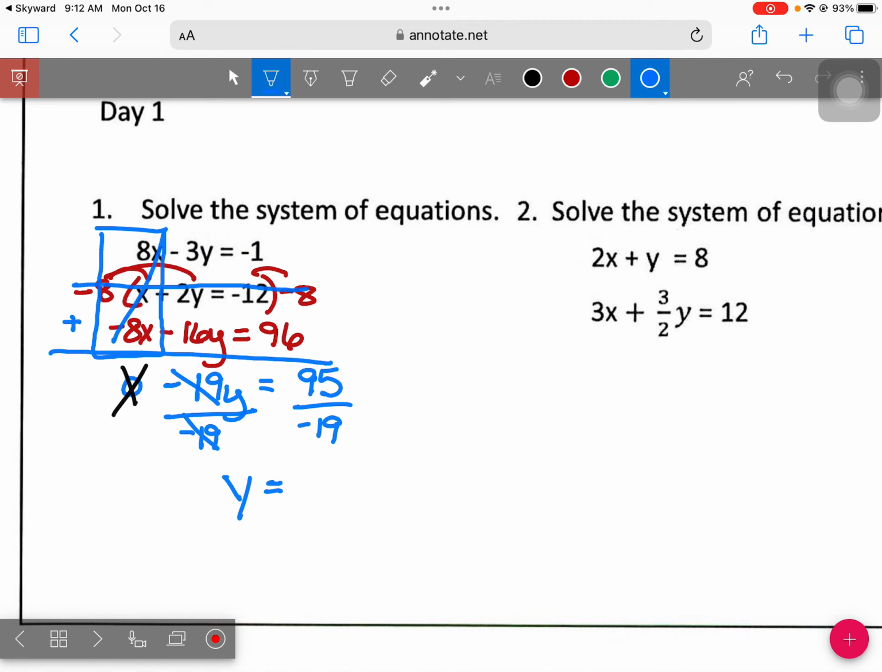Did anybody actually check this out on a calculator? Yeah, it's negative 5. It actually goes in there evenly, negative 5 times. So that's your first variable.